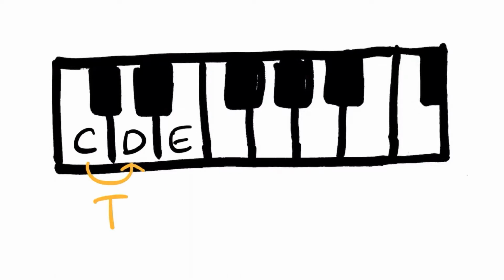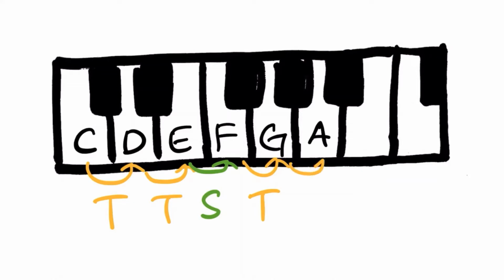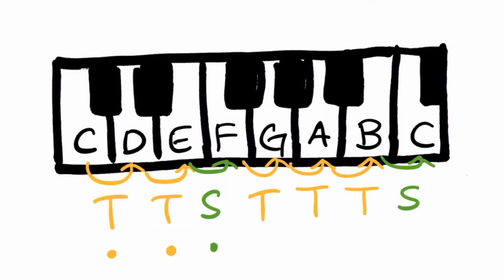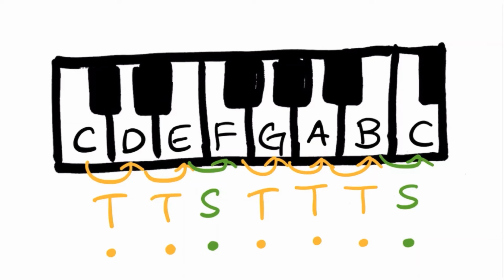So C to D is a tone. D to E is a tone. E to F is a semitone. F to G is a tone. G to A is a tone. A to B is a tone. And B to C is a semitone. So tone, tone, semitone, tone, tone, tone, semitone. Can you recognize any pattern from here? Yup, it's the major scale formula.